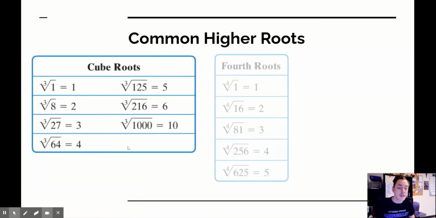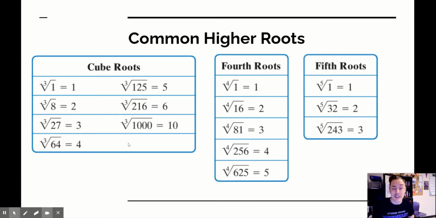So here's some common roots that we more than likely will see. Math Excel will more than likely use a lot of these roots. The cube roots are probably the most important. So the cube root of 1, of course, is 1. Cube root of 8 is 2. Cube root of 27 is 3, and so forth.